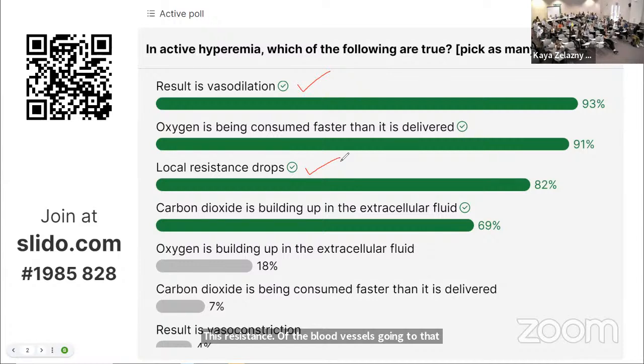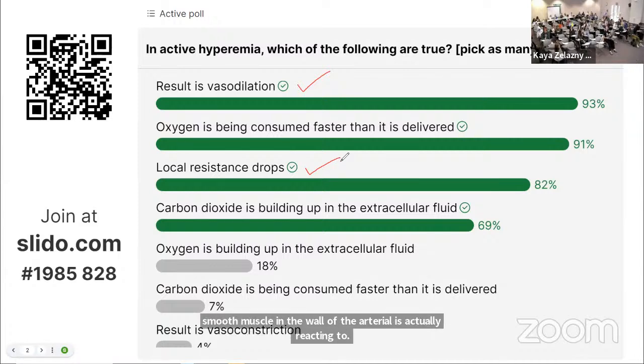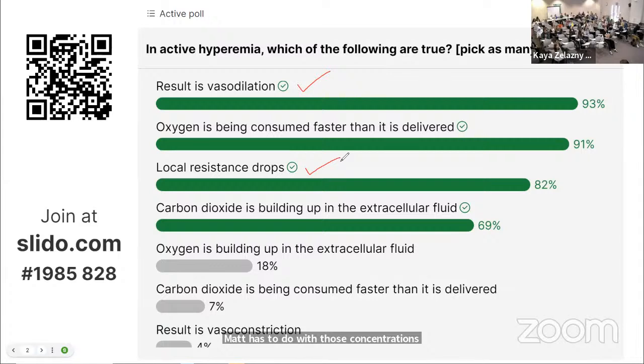Now the other two have to do with the direct cause of this, so what the smooth muscle in the wall of the arteriole is actually reacting to. And that has to do with those concentrations of oxygen and carbon dioxide. So the situation that we're setting up, because this tissue is metabolically active, hence active hyperemia, means that we're using up all our oxygen. Our oxygen is being consumed super fast. So we see the oxygen levels neighboring that smooth muscle in the walls of the arteriole dropping.